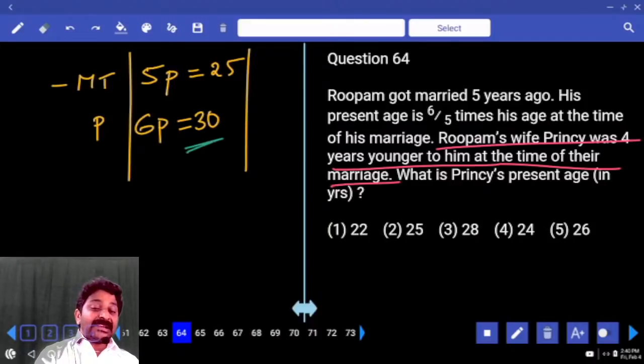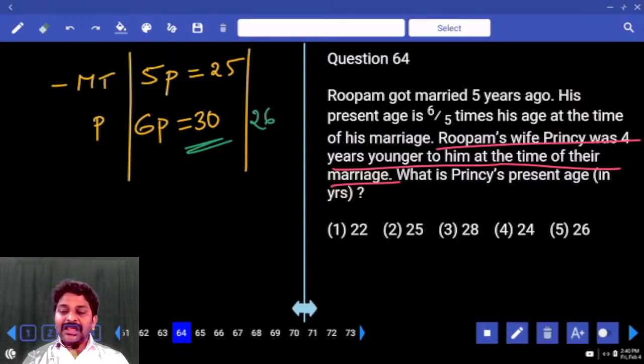So what is his present age? Then the wife's age must definitely be 4 years less than 30. How much does it become? And what is your question? What is Princy's present age? So that's the answer. That's all. Over.